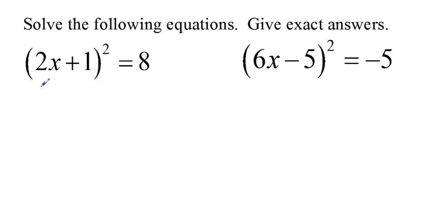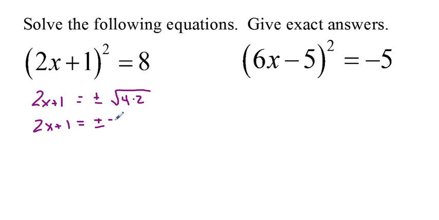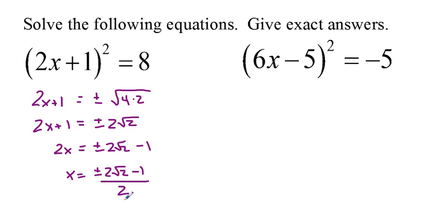All right, so we've got two last problems here. In this one, square root of both sides, 2x plus 1 equals plus or minus, and we've got the square root of 8. This one's not a perfect square, so square root of 8, remember 8 is 4 times 2. So that means 2x plus 1 equals plus or minus 2 root 2. I'm going to subtract 1. So 2x equals plus or minus 2 root 2 minus 1. And then I divide by 2.